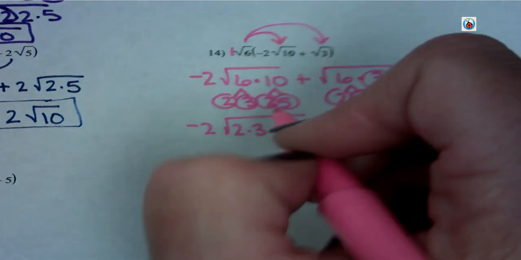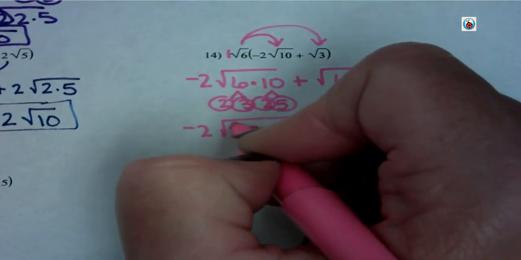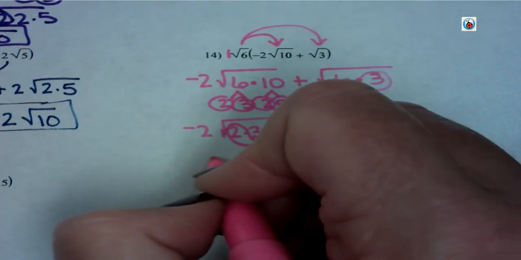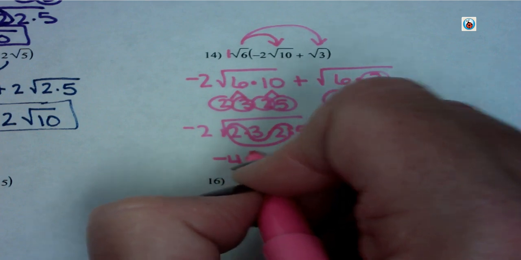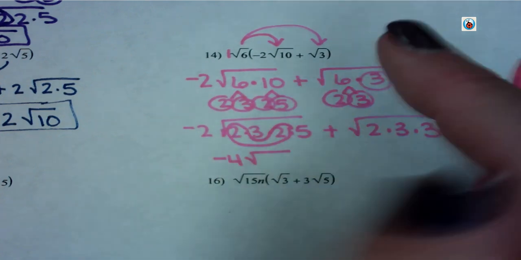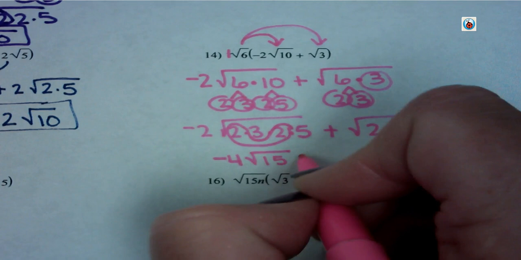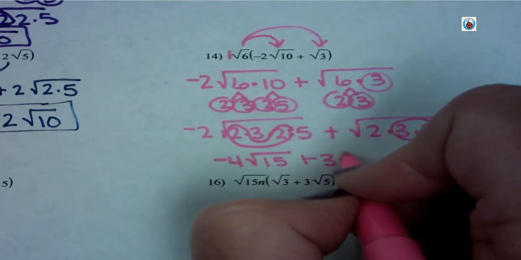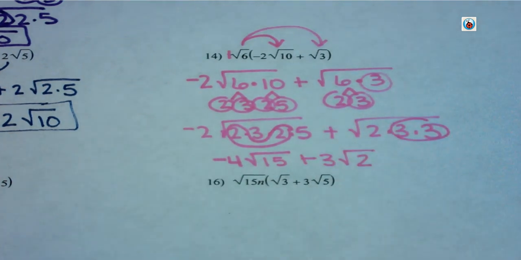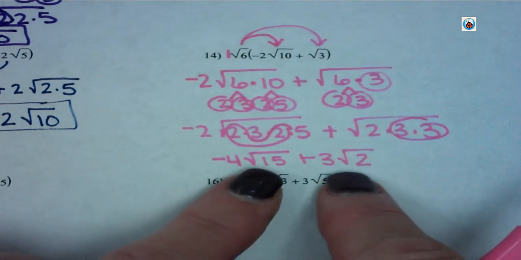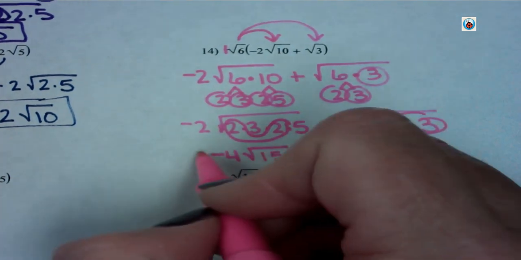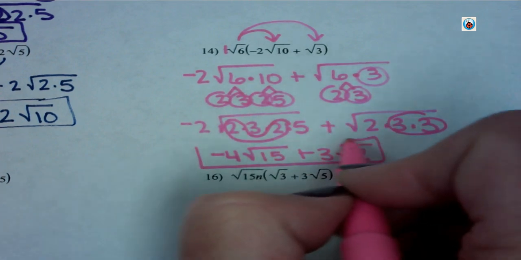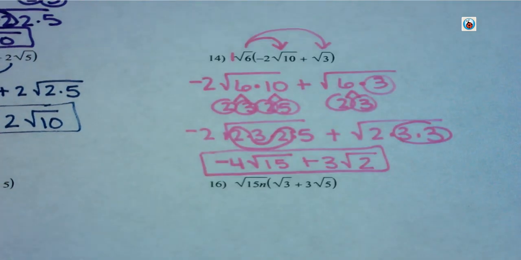I'm looking for a pair, so I have a pair of 2's. I'm going to multiply that, so I get -4, and then I'm going to multiply the 5 and 3, so 15. Over here I have a pair of 3's that come out, so 3 radical 2. The numbers under the radicals are not the same, so there's nothing else I can do, so that's my final answer.